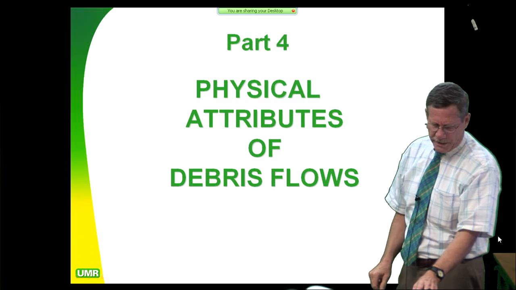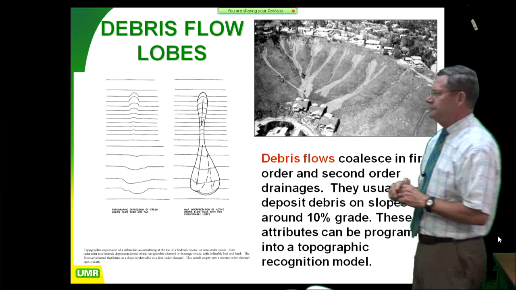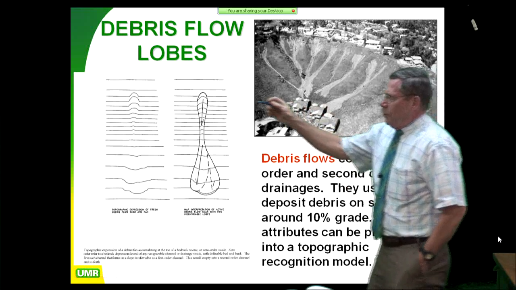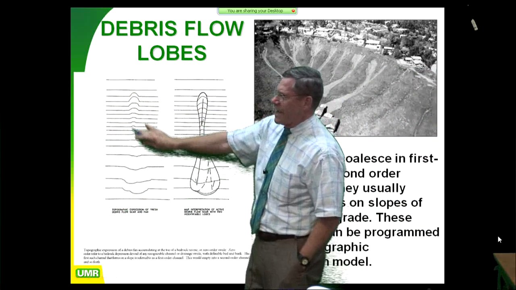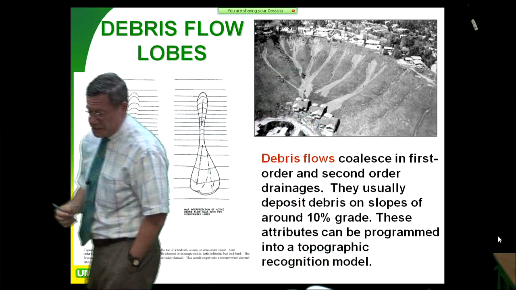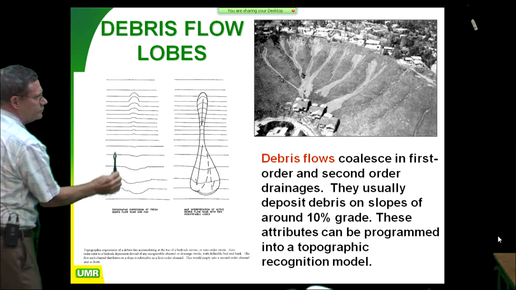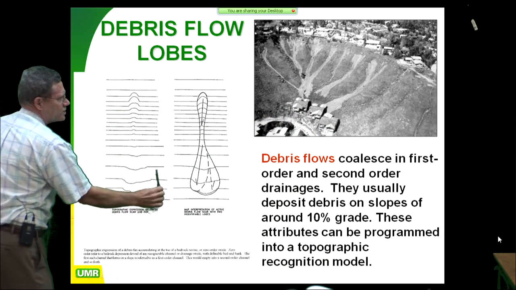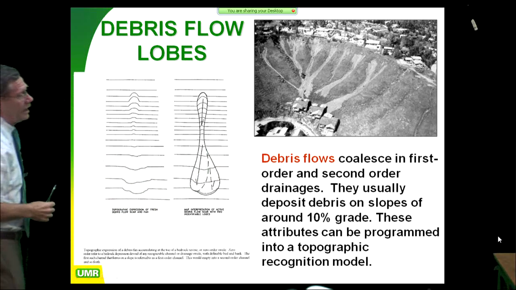Well, what are some physical attributes of debris flows we need to appreciate? If we look at topographic expression, debris flows are actually very, very easy to identify. You just have to look for a few key things. You look at the fall line of the slope, and you're looking for disturbances that are not continuous all the way up and down the valley.